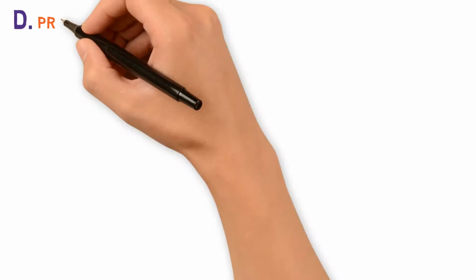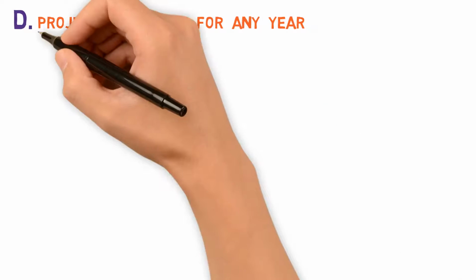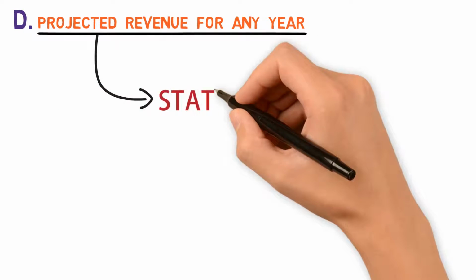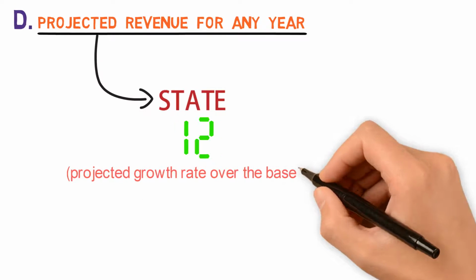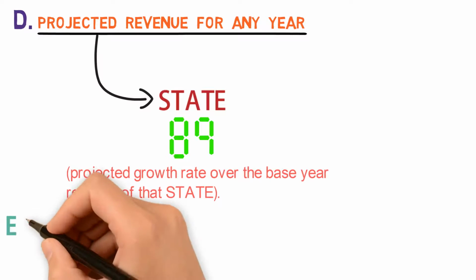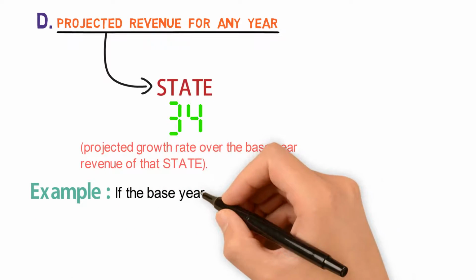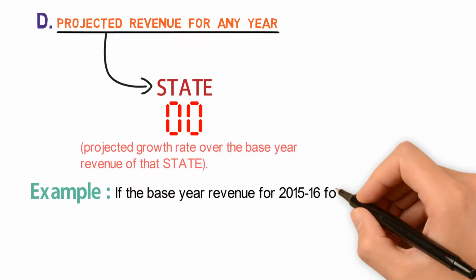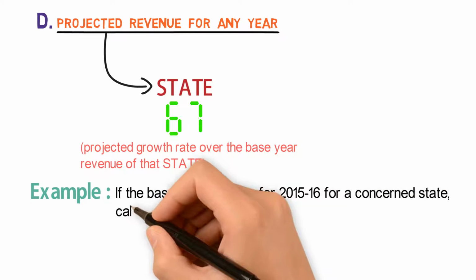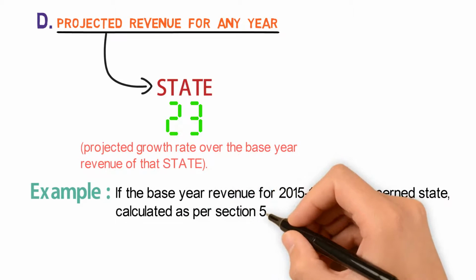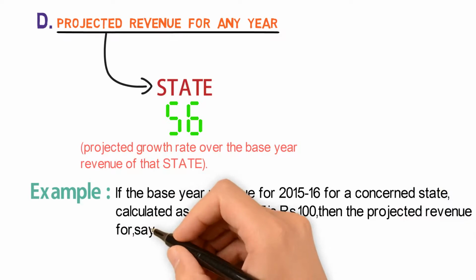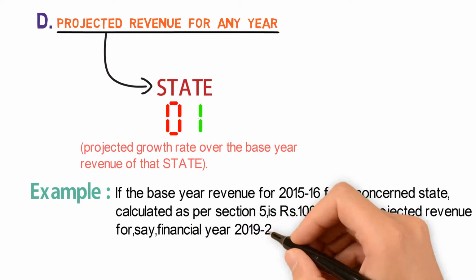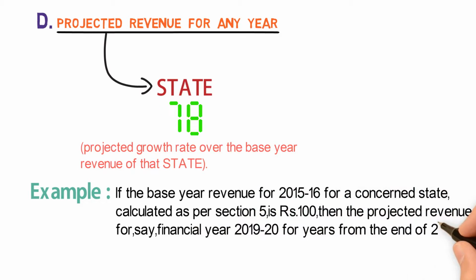D. Projected revenue for any year. The projected revenue for any year in a state shall be calculated by applying the above growth rate over the base year revenue of that state. Example, if the base year revenue for 2015-16 for a concerned state calculated as per section 5 is Rs 100, then the projected revenue for say financial year 2019-20, four years from the end of the financial year 2015-16, shall be as follows.